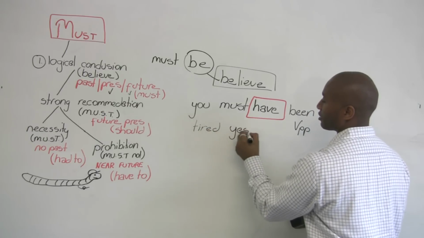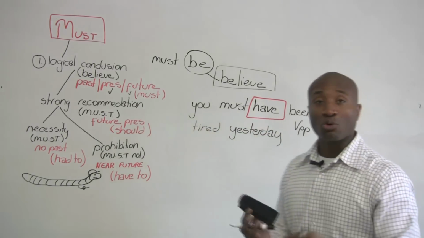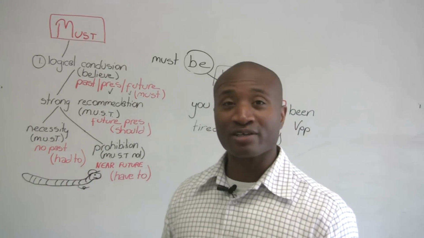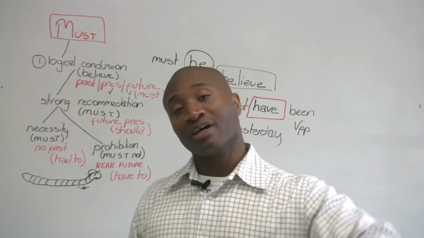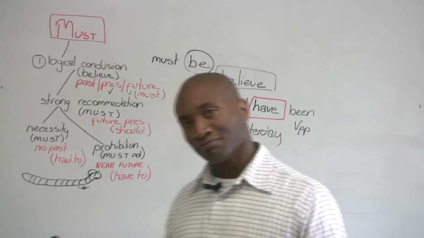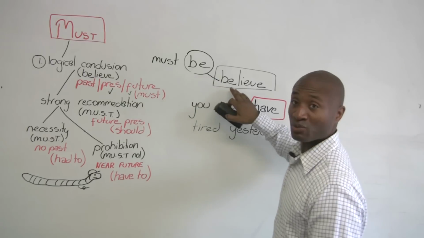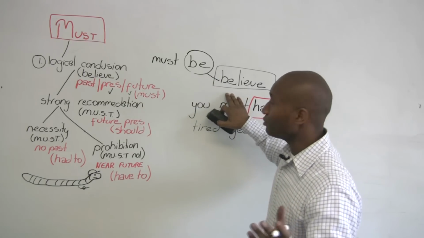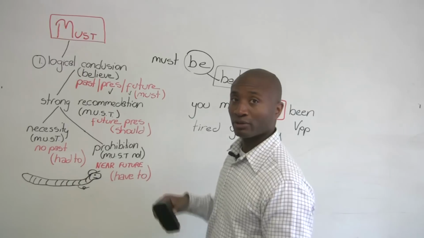yesterday. Now, once again, I could do something like, because you worked a lot, you didn't eat a lot, and you didn't get any sleep. Therefore, you must have been tired yesterday, not today. Cool? All right. So we've shown how we can use must be to show something as what someone believes to be true in the past, in the present, and in the future.